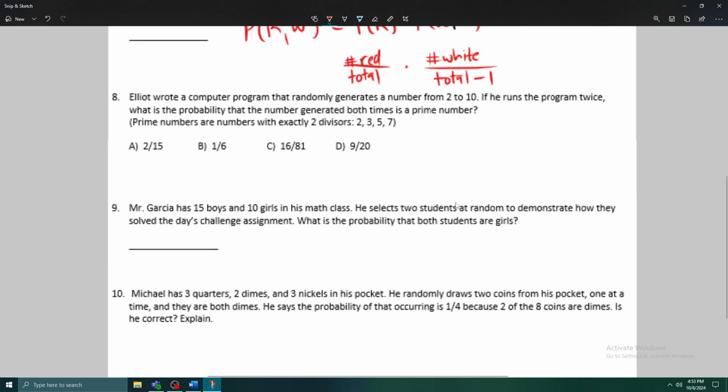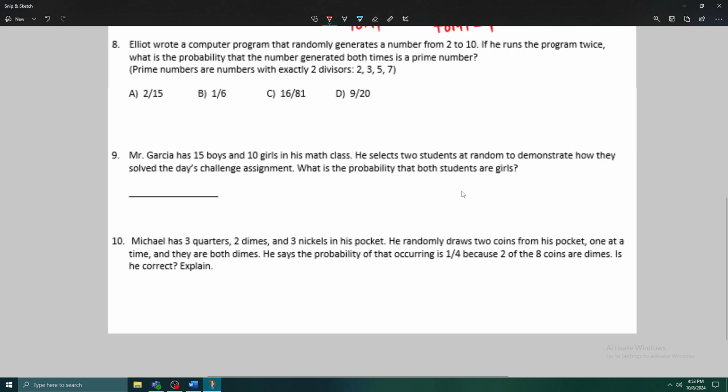Number 8, Elliot wrote a computer program. And I'm sorry, I know I'm moving kind of fast. Feel free to just pause. Obviously, this is a video, so you can pause and move back, whatever.